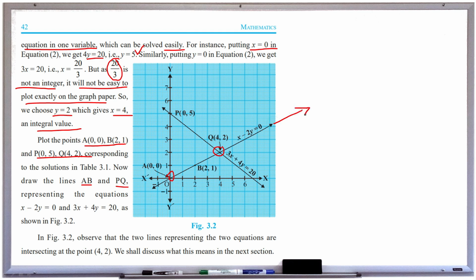This is one line. Another line you will get for 3x plus 4y is equal to 20. Plot the points P (0, 5) and Q (4, 2). Now you will get another line.